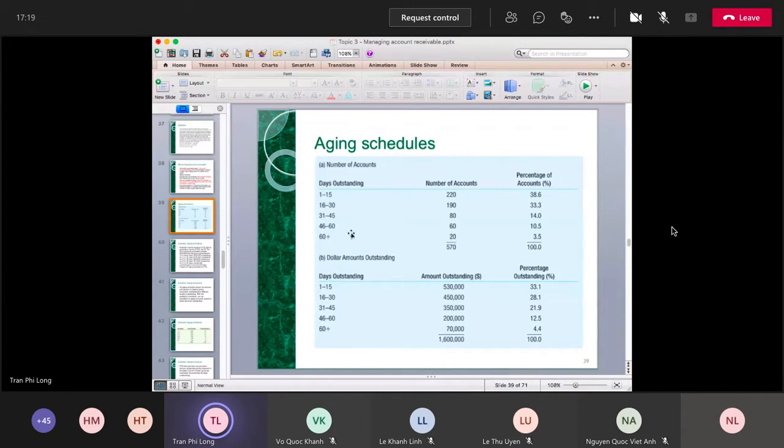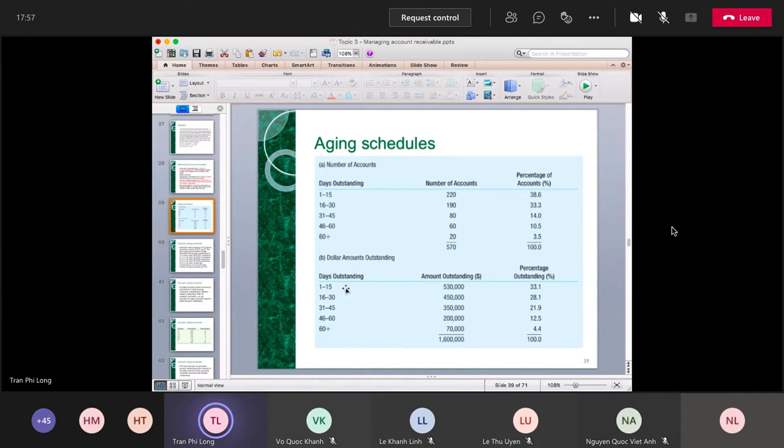So the first dimension will be the days outstanding, and the second dimension can be either the number of accounts receivable or the dollar amounts outstanding. Here you can see in panel A, one dimension is the days outstanding and the other dimension is the number of accounts. In panel B, the first dimension is the same, the days outstanding, and the second dimension is the amount outstanding.